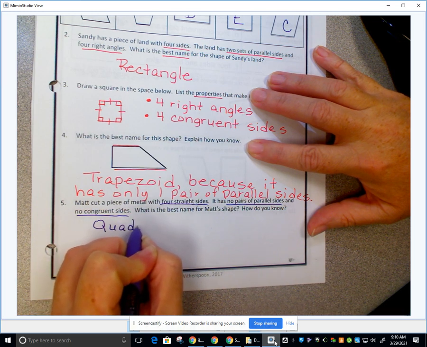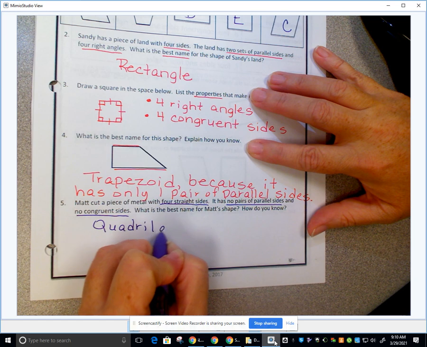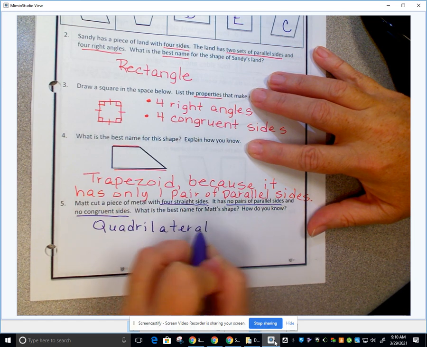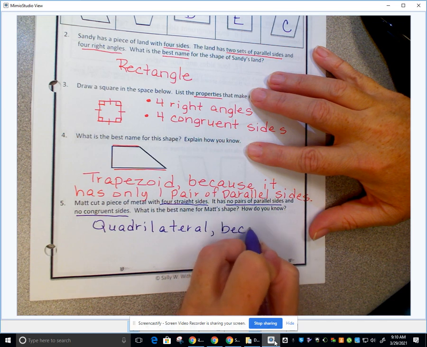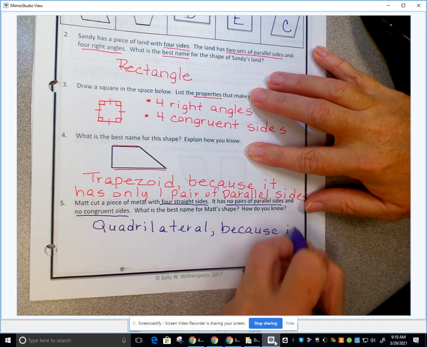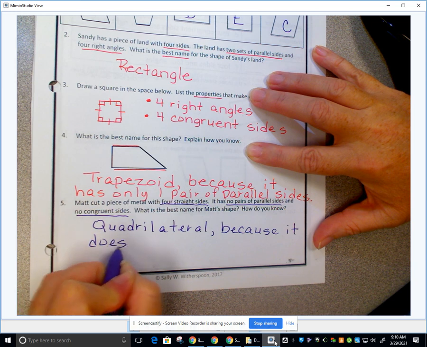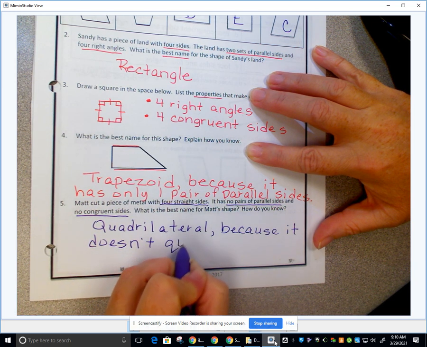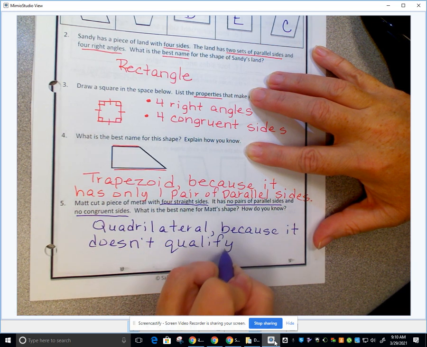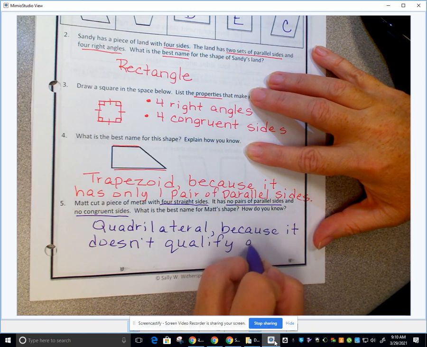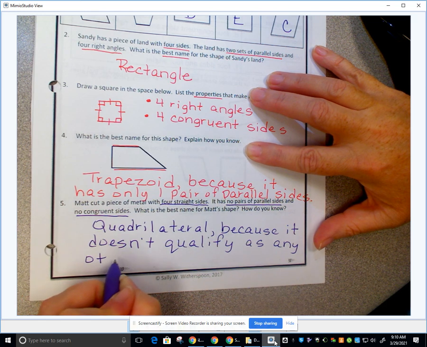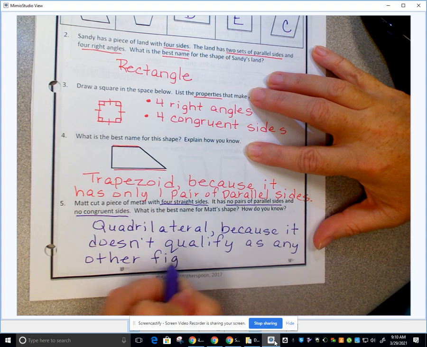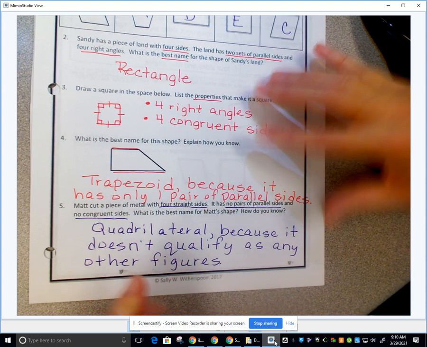Quadrilateral. Hope I spell this right. I may not. And we've got to say why quadrilateral, because it doesn't qualify as any other figures. Okay?